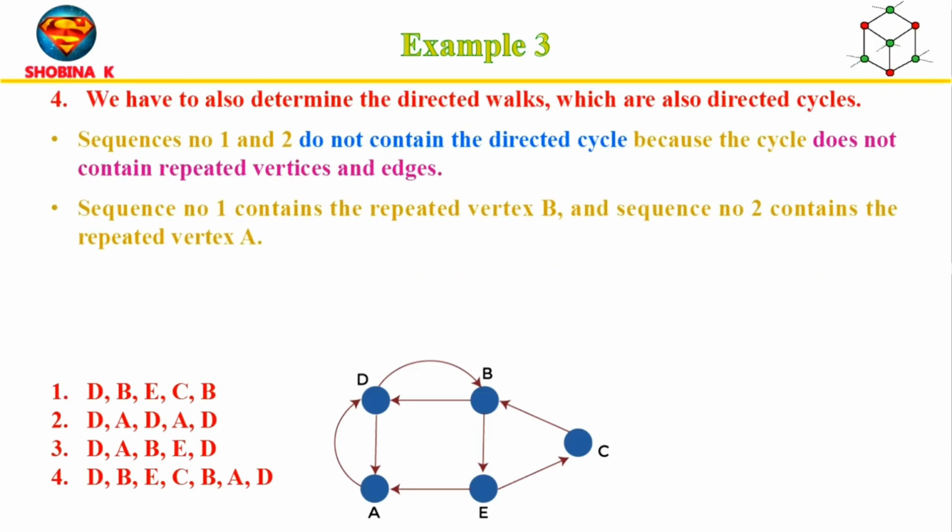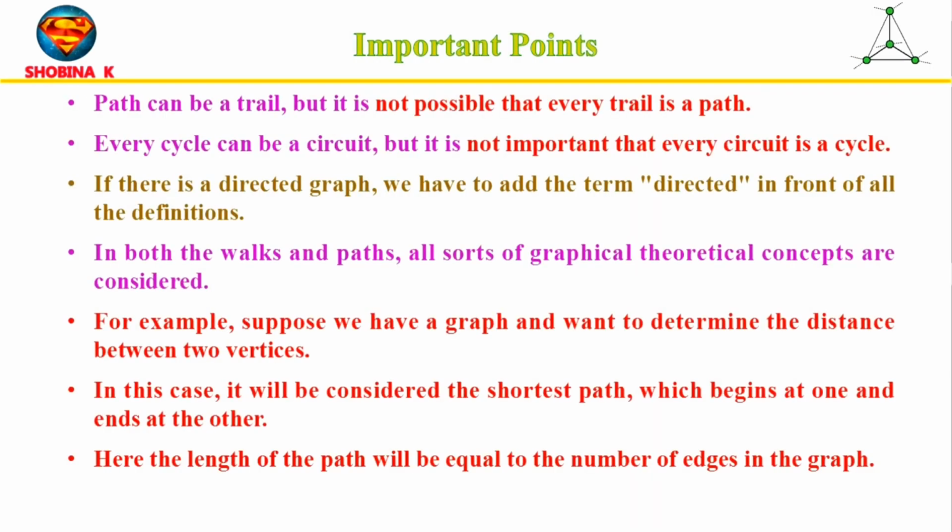And finally we have to determine the directed walks which are also directed cycles. Here sequence numbers 1 and 2 are not directed cycles because a cycle does not contain any repeated vertex or edges. Sequence number 1 contains the repeated vertex B and sequence number 2 contains the repeated vertex A. And there are some important points which should be learned when we study discrete mathematics.